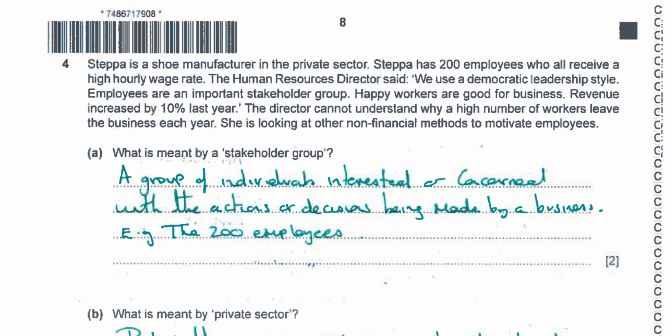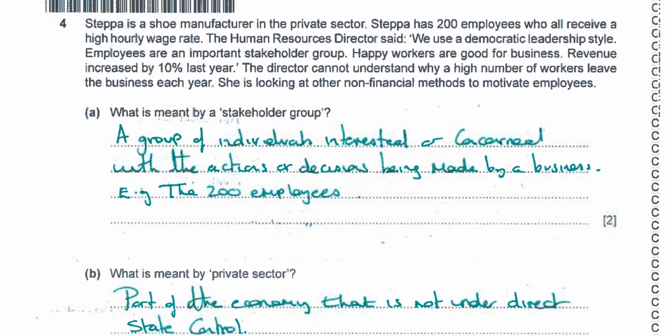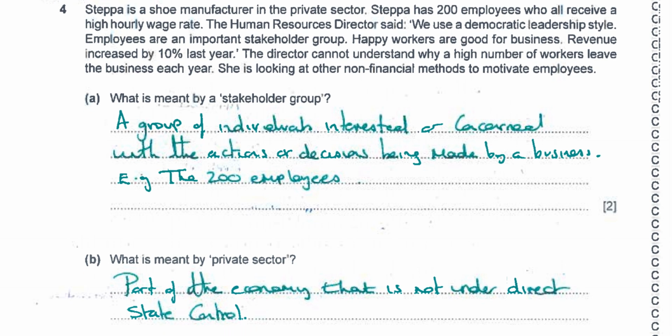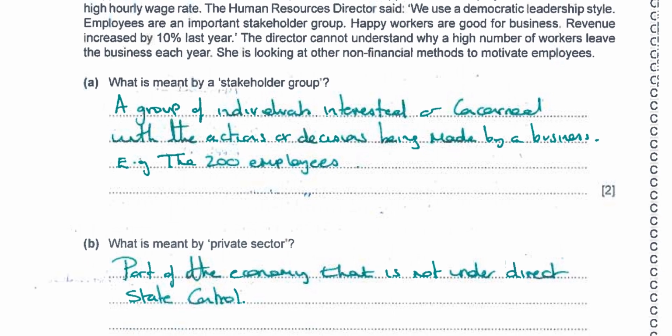So the final section, a lot of it was based on Unit 1 actually, in terms of stakeholders in different sectors. So it was based on the company Stepper, which was a shoe manufacturer. So again, for that question 4A, I've just given an example, the 200 employees being a prime example of the stakeholder group.